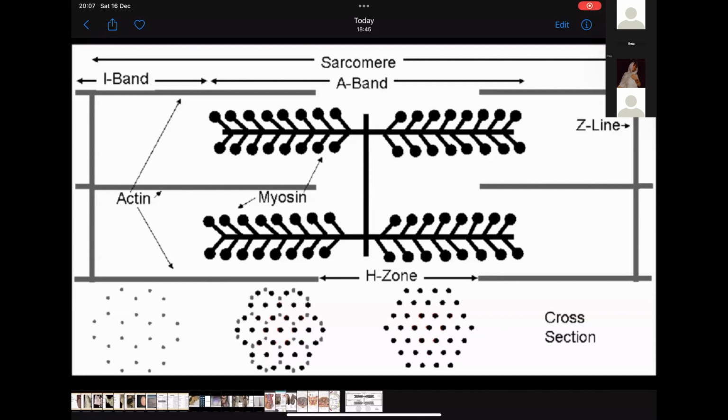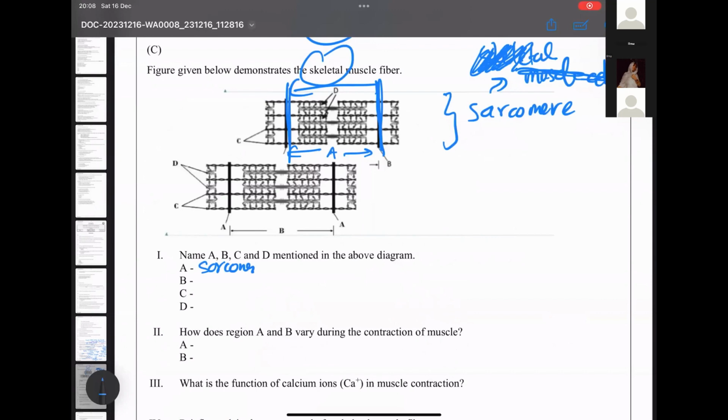Sarcomere means it consists of... what is the definition of sarcomere? Again, I'll go back to the question. Sarcomere is from one dark line, you can see these lines, right? From one line to another line is sarcomere. So then A is sarcomere. What is this line which I showed you? That is B. B is the Z line.